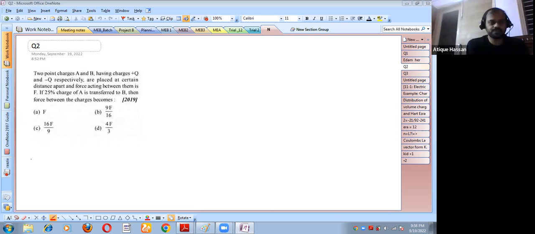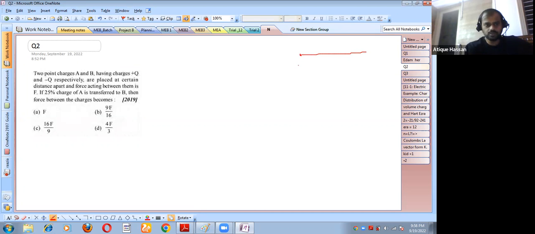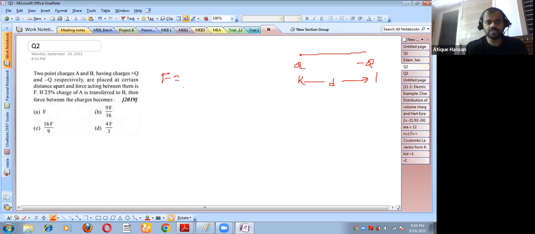So it says that two point charges A and B having charges plus Q and minus Q respectively are placed at a certain distance. This is a NEET 2019 question. So we have charges plus Q and minus Q, and suppose the distance is D, and the force acting on them is F equal to K Q square by D square, right? And it is given as F.